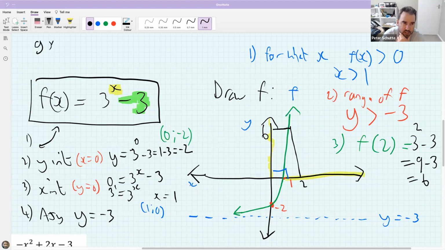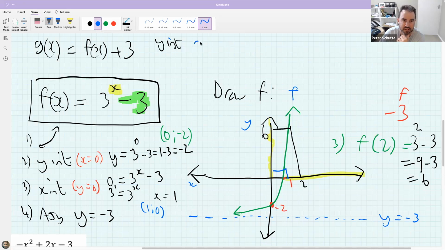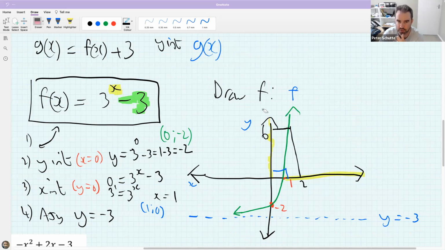You are given an equation, g of x is equal to f of x plus 3. I want to know what is the y-intercept of g. So you're given a new function, g of x, but all it is is f of x plus 3. I want to know what is the y-intercept of the function g that we've just created. Bonus points if you can tell me what the transformation is.